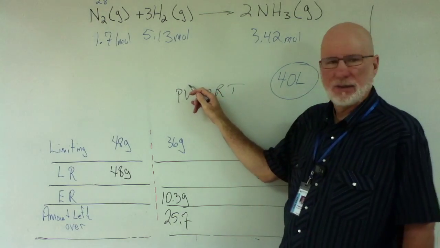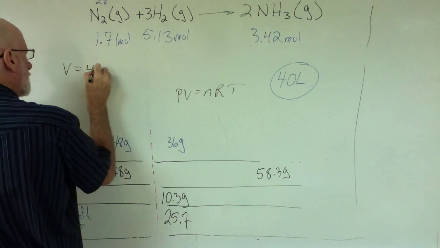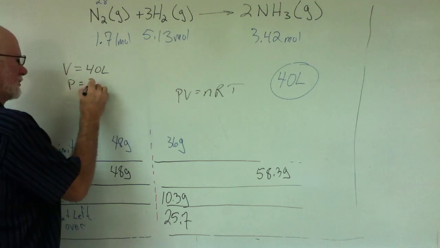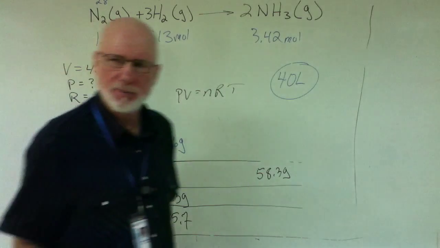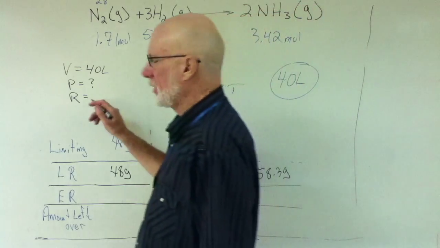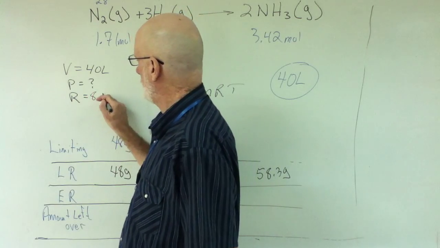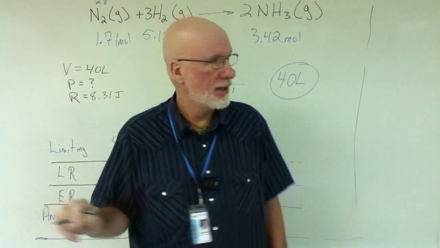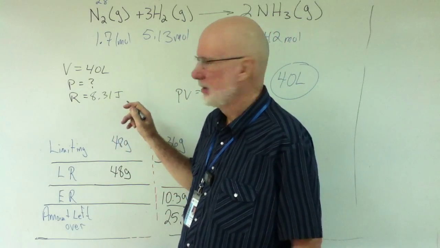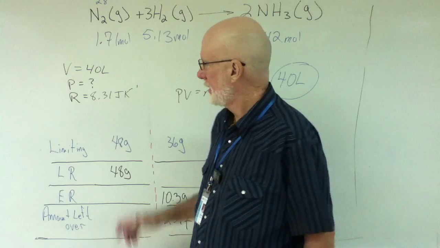Well, what's the volume going to be? 40 liters, right? Or 40 cubic decimeters. We don't know the pressure. What's R going to be? What does R say in your book? The gas constant. Yes, but what's the value? 8.31 J K minus 1 mol minus 1.